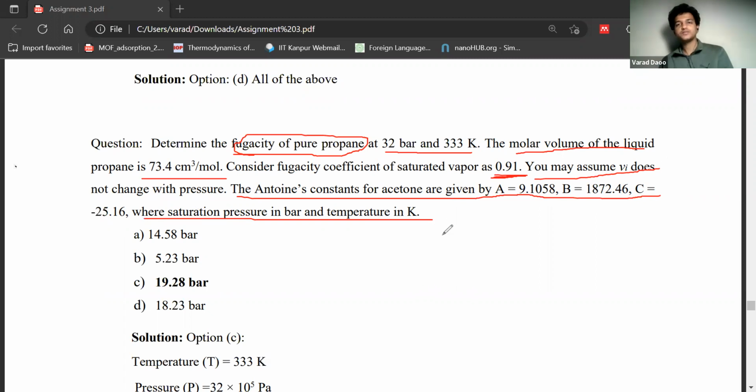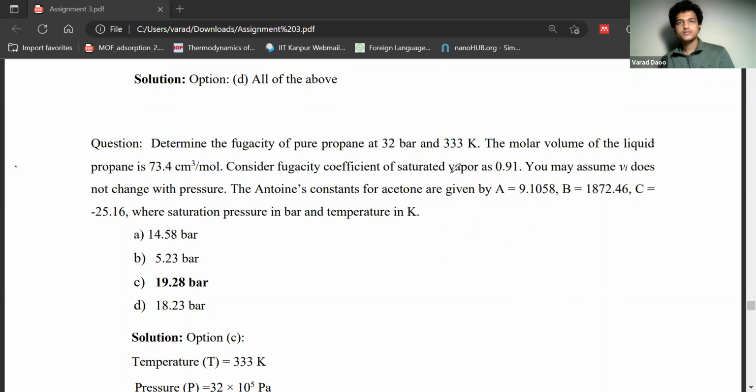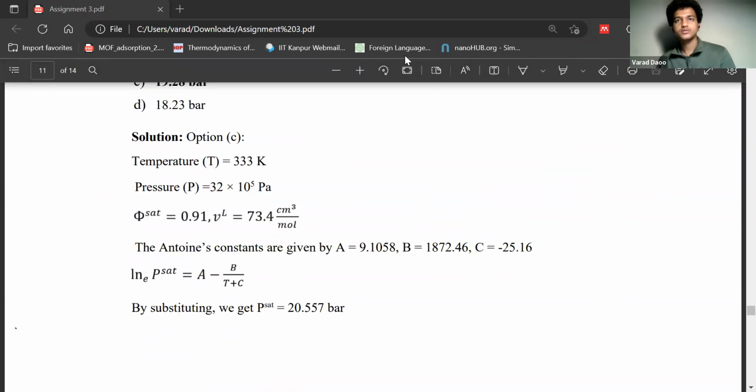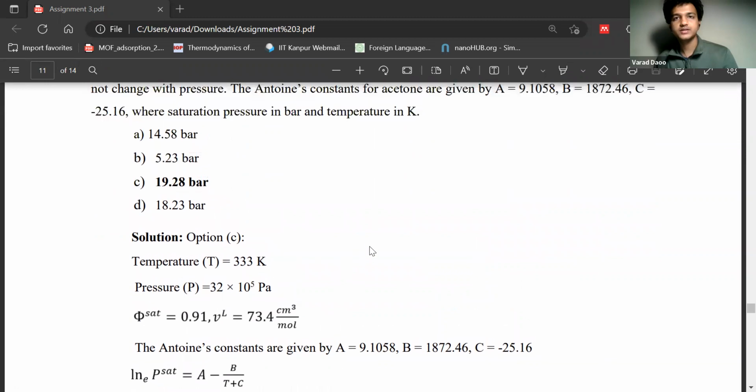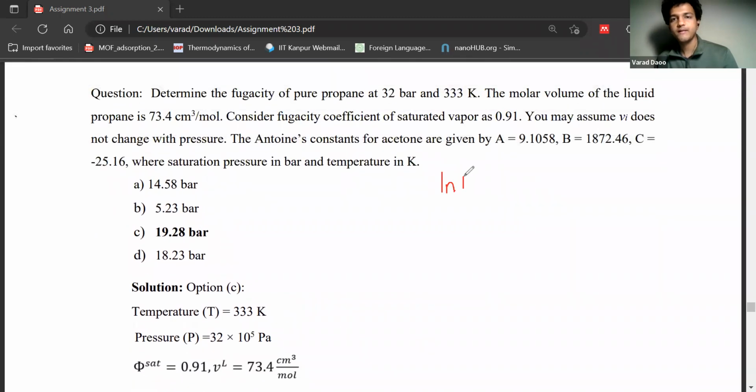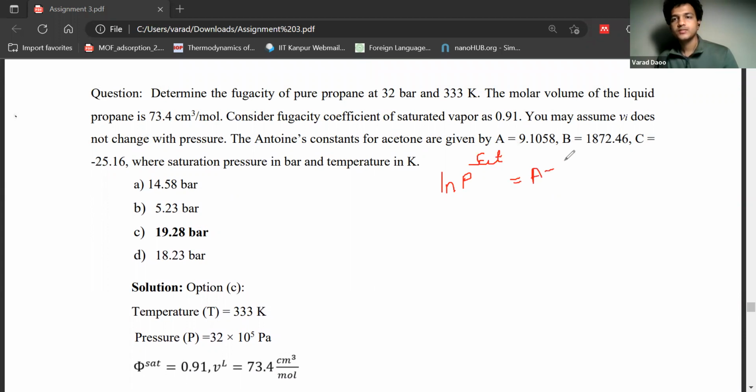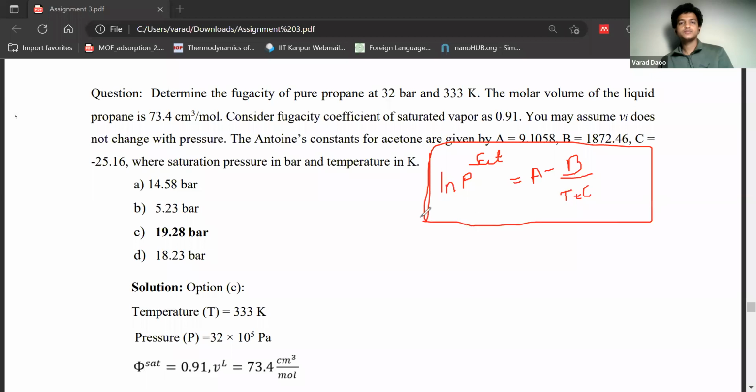So remember, what is the Antoine equation? Ln P sat is equal to A minus B divided by temperature plus C. This is the Antoine equation.